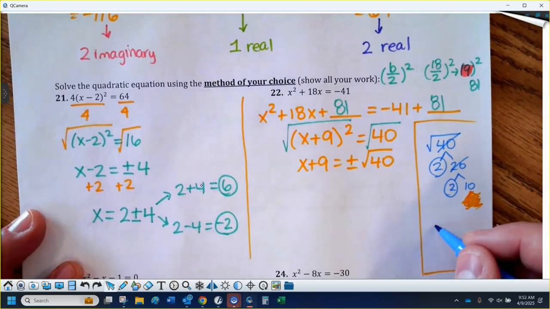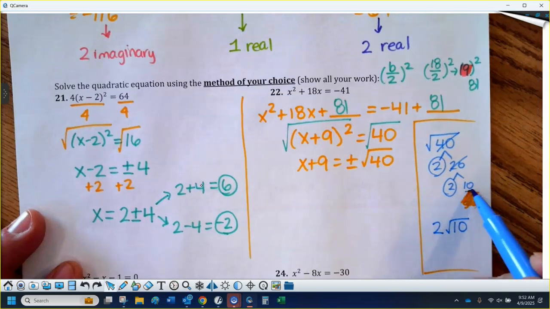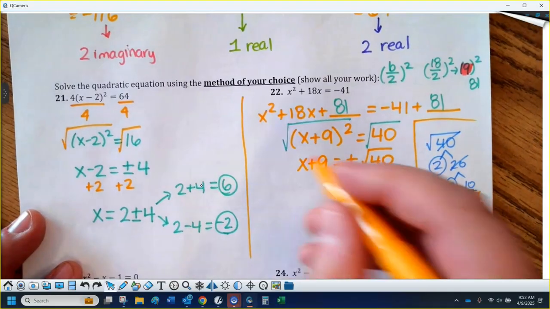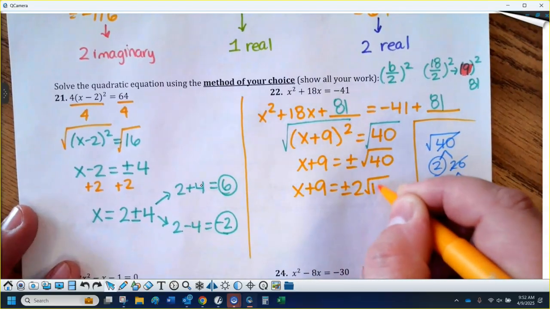So square root of 40 is 2 times the square root of 10. The 10 does not have a partner. It does break down, but it doesn't give you another pair of partners, so the 10 would stay under the square root. So I'm just going to rewrite this real quick. X plus 9 plus or minus 2 roots of 10.